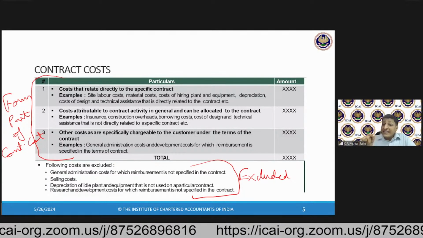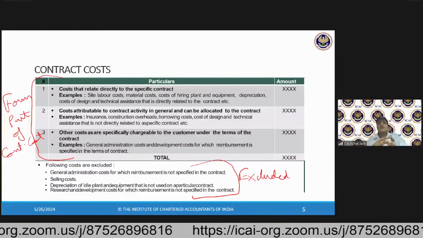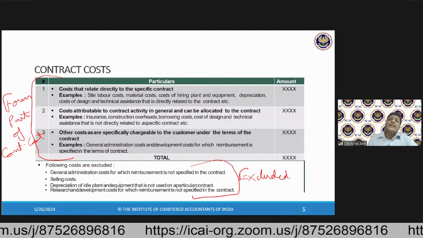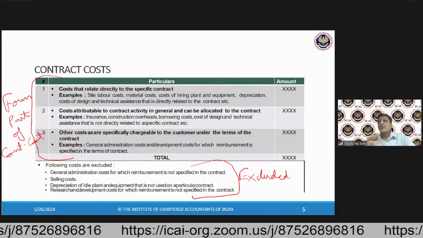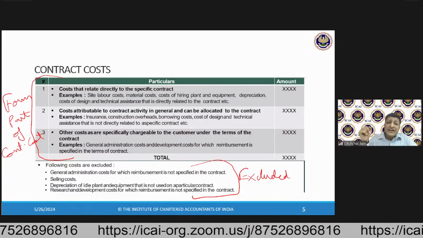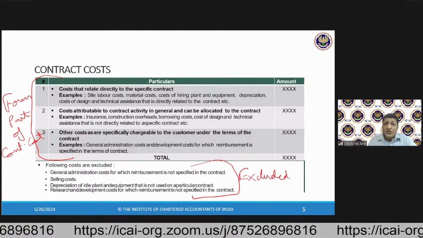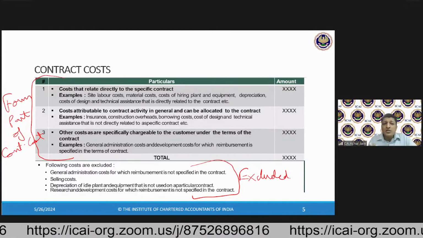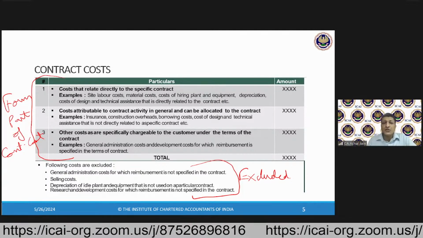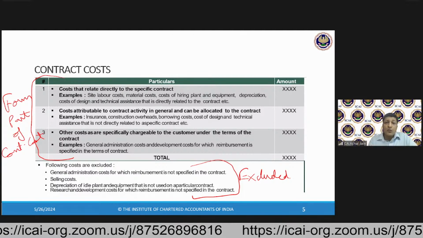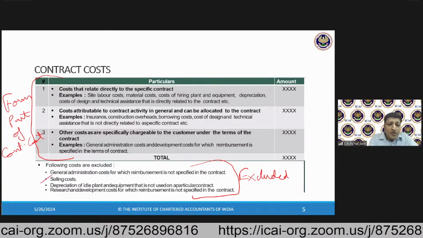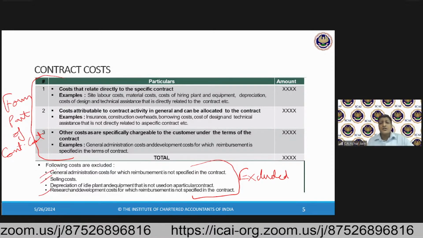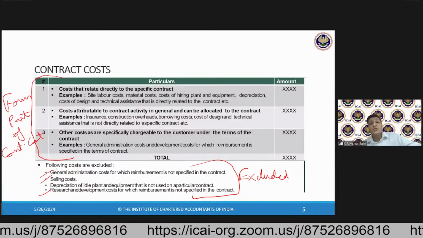But if there is any cost which is incurred which has got nothing to do with the construction, say for example, that is for marketing, that is for selling, that is for advertisement, so will that form part of the construction cost? The answer is no. So any cost which has got nothing to do with the construction, that will be excluded. Now, what could be the example for that? Selling cost, research and development, administration cost, if this cost has got nothing to do with the construction.